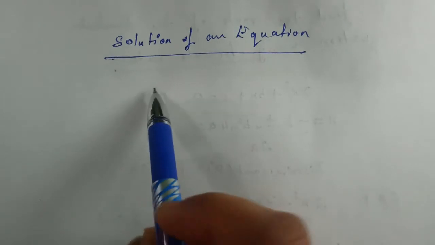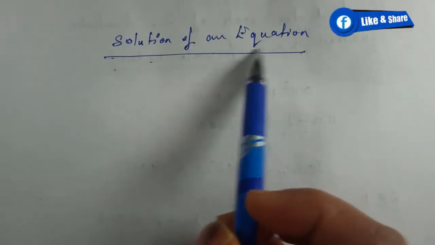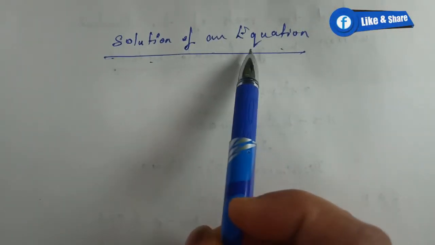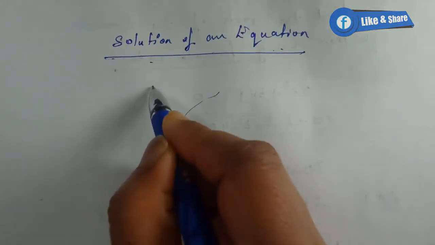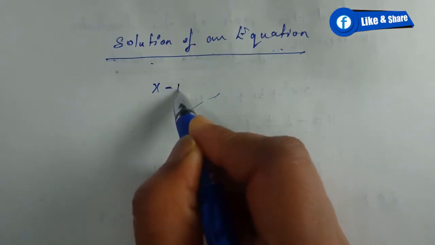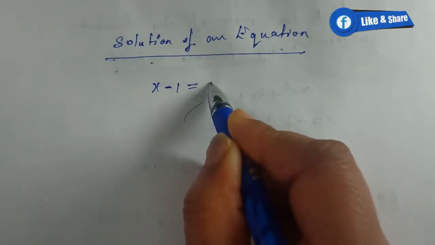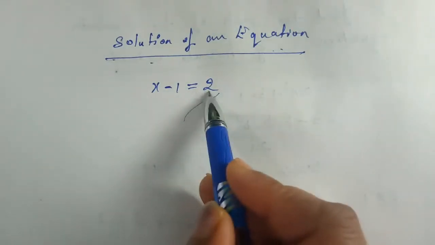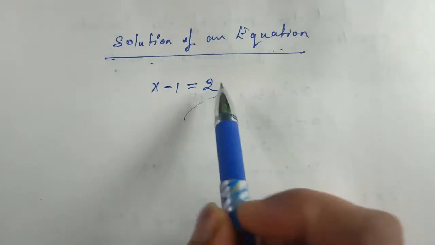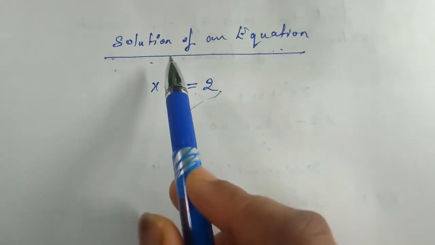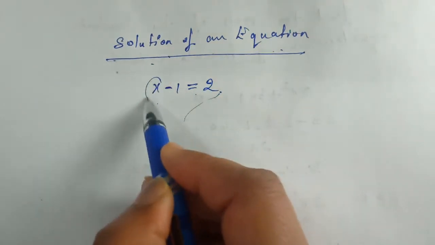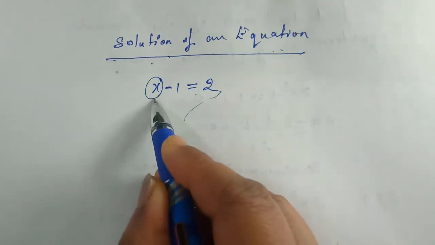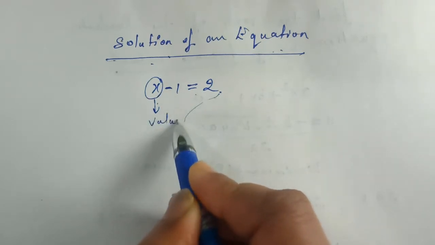Yes, student, today we're going to learn the solution of an equation. So first of all, we have to understand what is the solution of an equation. We know that a simple equation is like this. Suppose I am taking x minus 1 is equal to 2. So here, what is the meaning of solution? Solution means the value of the variable.